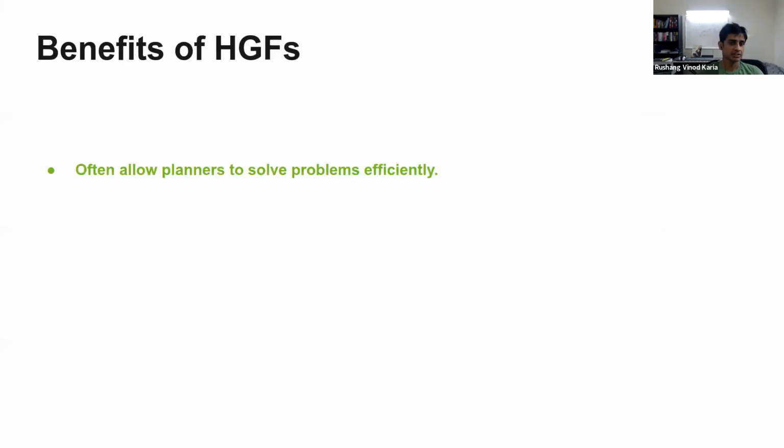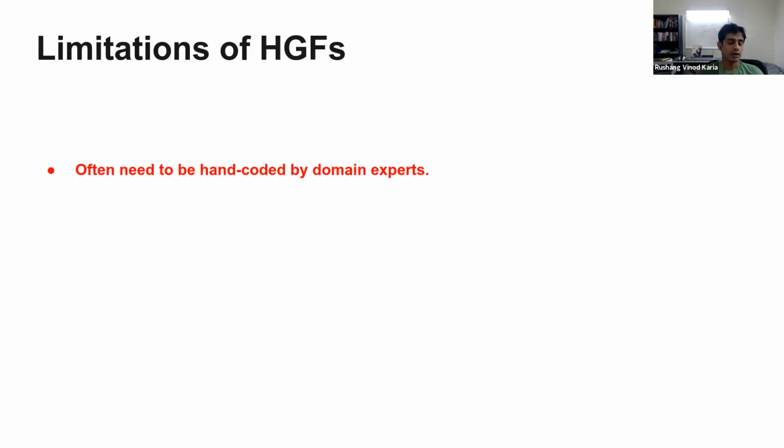Heuristic generating functions are beneficial because they often allow planners to solve problems very efficiently and very fast while expending very little effort. And they're often applicable for any domain which is written with the underlying representational language. However, the HGF itself often needs to be hand-coded by domain experts, and it cannot be easily transferred when the underlying representation changes, meaning a new domain expert has to sit down and write a new HGF for that representation.